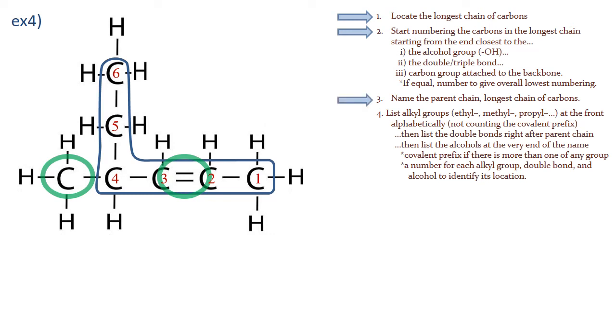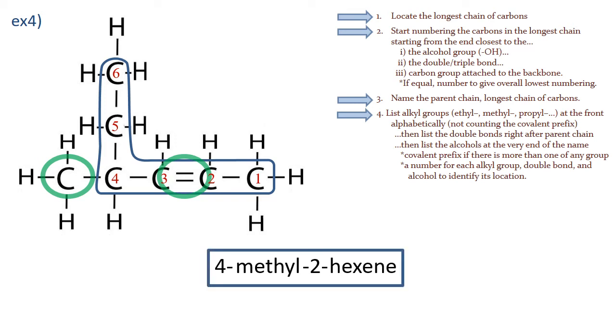Now name the parent chain. 6 carbons is hex. Now I list my alkyl groups. Well, I've got a methyl group, so that goes right at the front, methyl, and that is located on the 4th carbon. So single carbon on the 4th carbon. And then my double bonds, I do have a double bond, so hex has to end in -ene, and that double bond is on the 2nd carbon. Now that I have dealt with everything that is in the diagram, my final answer is 4-methyl 2-hexene.